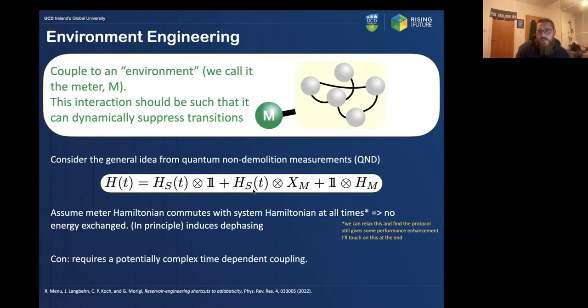So a few little caveats here. One is that we assume that the Hamiltonian of the meter commutes with the system Hamiltonian. That's sufficient to ensure that it really is just a dephasing interaction, that there's no energy exchange between the two of them. But we will see that we can relax that constraint later on.